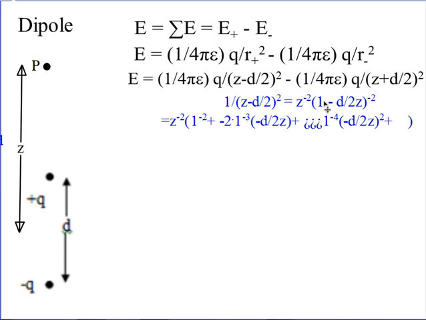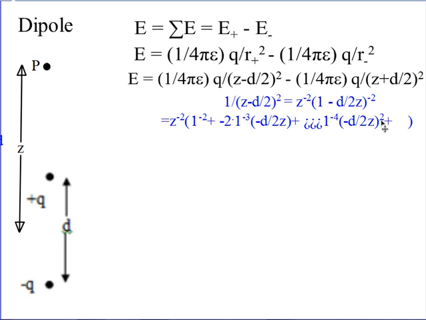So this was 1 raised to the minus 2 minus 1, and this is minus d over 2z raised to the first power. And the next one would be this term raised to the second, and this raised to the minus fourth. The coefficient that goes out in front, you've got to use a ratio of factorials to get this coefficient. And it's kind of tricky with negative numbers, so I just don't know what to do there.